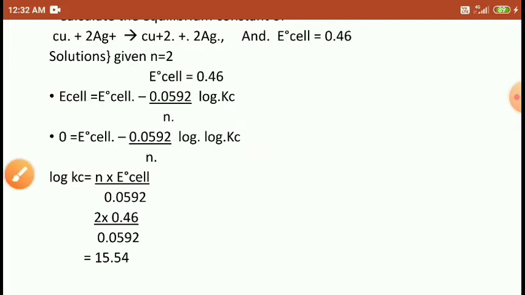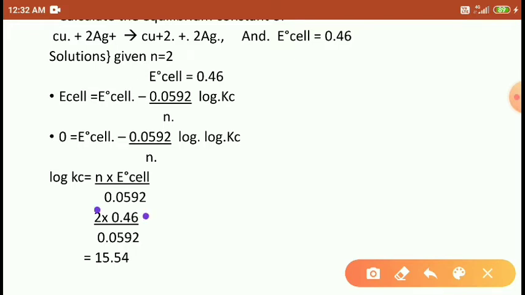So 0 equals E naught cell minus 0.0592 log Kc. In this case, log Kc is n into E naught cell by 0.0592. The n value is 2, E naught cell value is 0.46, and 0.0592. Then you get the answer 15.54. This is the log Kc.